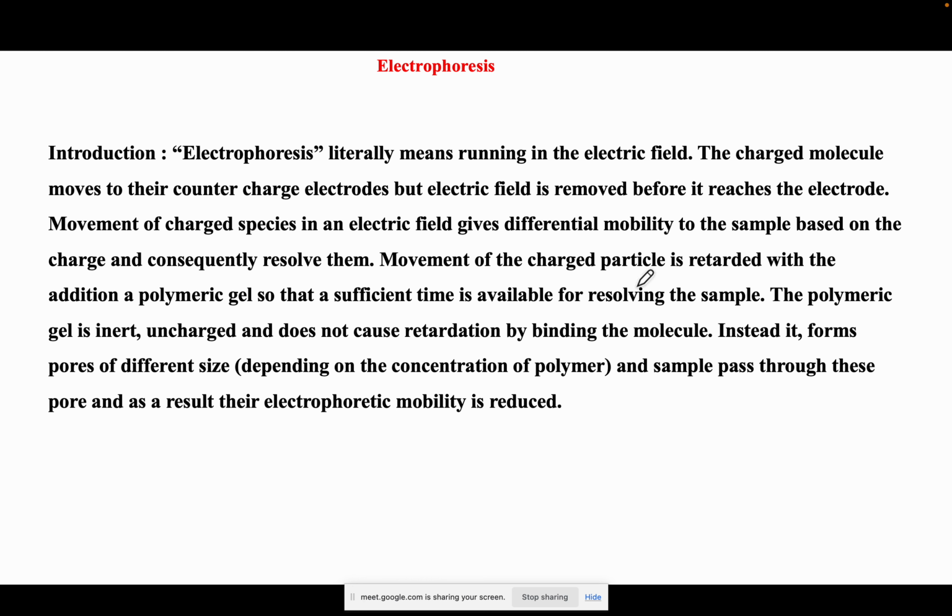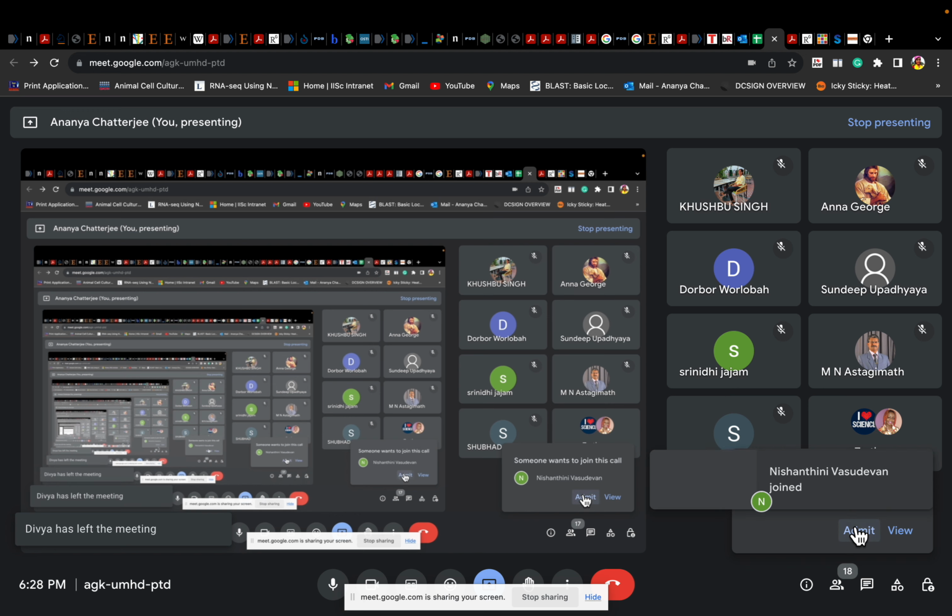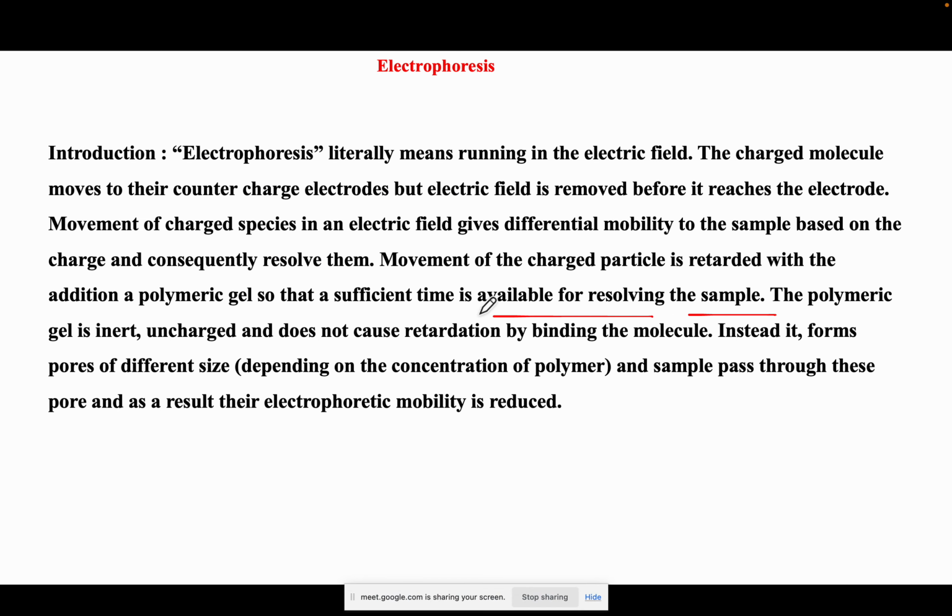Movement of the charged particle is retarded with the addition of a polymeric gel, so that sufficient time is available for resolving on the gel. While these molecules are moving due to the electric field, we are giving a matrix, which is a polymeric gel. Why? Because polymeric gel is porous. Why polymeric? Because we are adding a substance like agarose or acrylamide which gets polymerized. Those macromolecules get interlinked with each other, making a polymer with a gel-like texture.